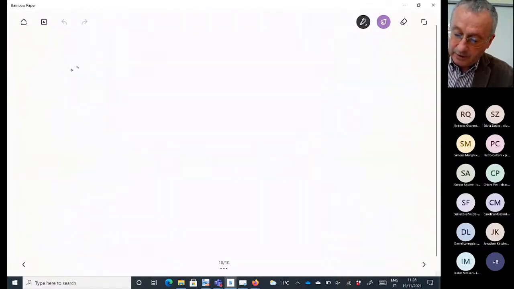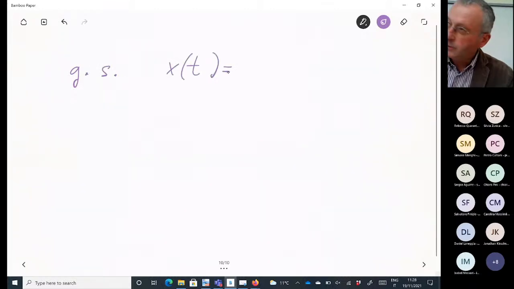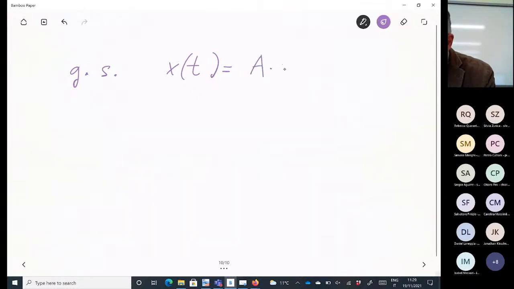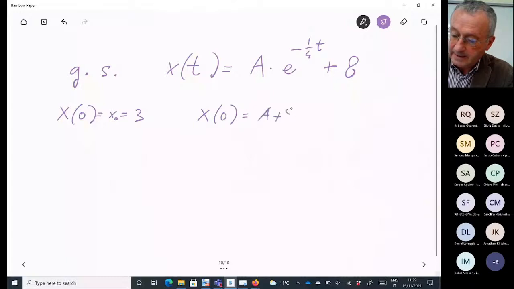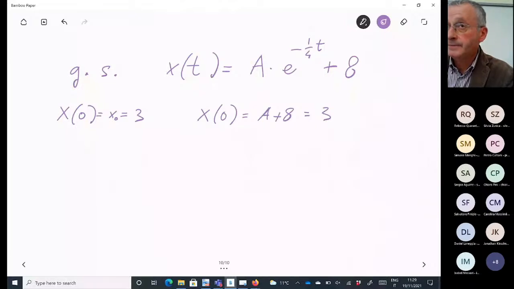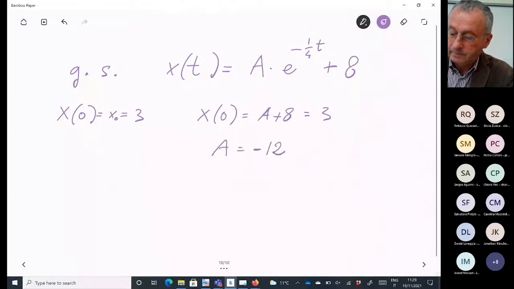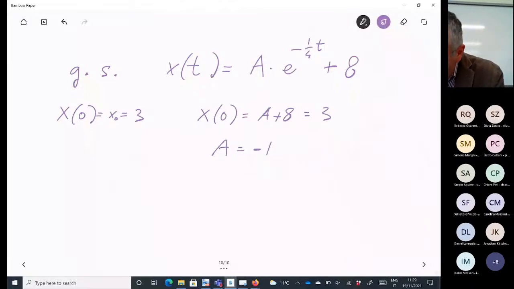So basically you have your general solution, which was xt equal to a times exponential minus 1 over 4t plus 8, right? Suppose that you want x at time 0, your x0, to be equal to 3. So you write here x at time 0, which is equal to a plus 8. This must be equal to 3. And this means that a must be equal to minus 12, okay? Minus 11, sorry, I'm really tired. I cannot compute the value of a that satisfies this equation. So it's equal to minus 11, okay? So minus 11 plus 8 is equal to 3.